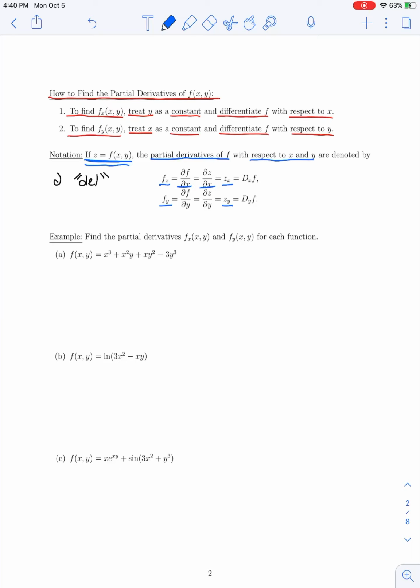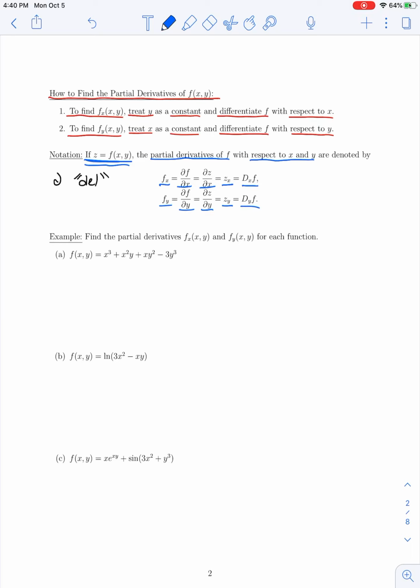So we would say del f over del x or del z over del x. Or similarly, for the partial derivatives of f with respect to y, we could use the notation del f over del y or del z over del y. Now the last notation that I'll introduce here, we won't use hardly ever for our course, but you would see this notation in some engineering or physics textbooks. So just so you're familiar with it, the partial derivative of f with respect to x or y could be denoted as D sub x f or D sub y f.